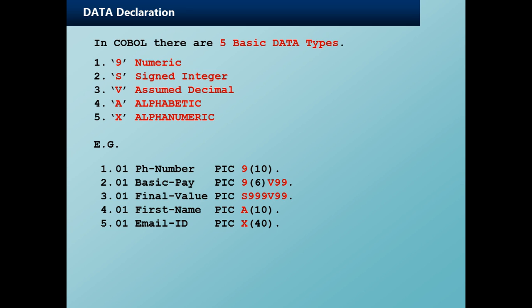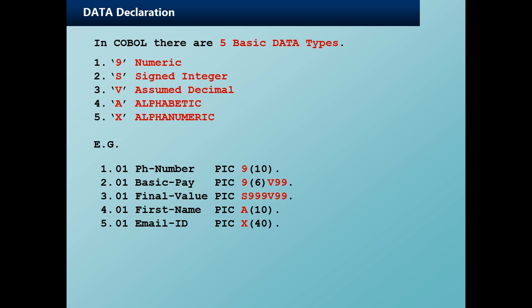Likewise, if you see a final value, this is also a numeric value, S999V99. Basically, it occupies 5 bytes. The sign also doesn't occupy a separate storage; the sign is overpunched on the last byte. So basically it occupies 3 digits for your most significant part, and the next is the decimal point. There are 2 digits after the decimal point.